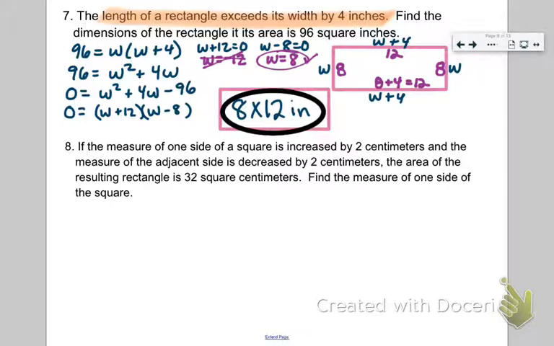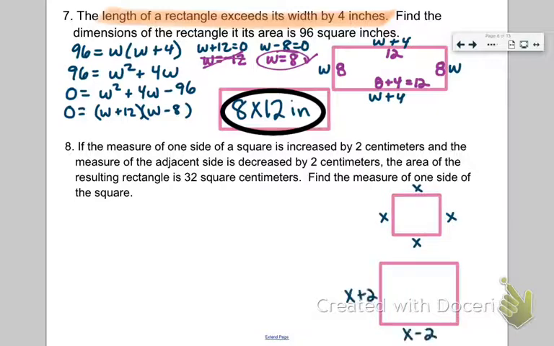Number 8, the measure of one side of a square is increased by 2 centimeters, and the measure of the adjacent side is decreased by 2 centimeters. The area of the resulting rectangle is 32 square centimeters. So this is a little interesting. So let's go with one side of the square. All sides are equal. That went a little bit ahead of me, so I'm going to try to back it up a little bit. Here we go.